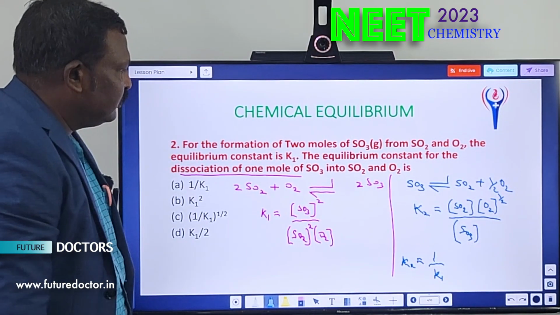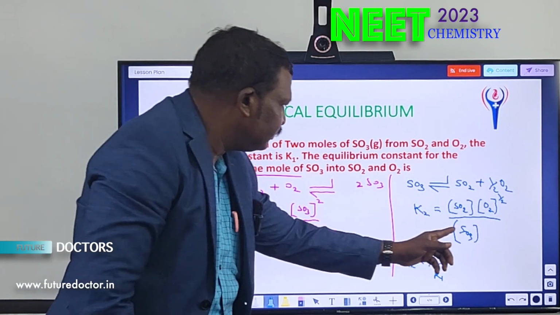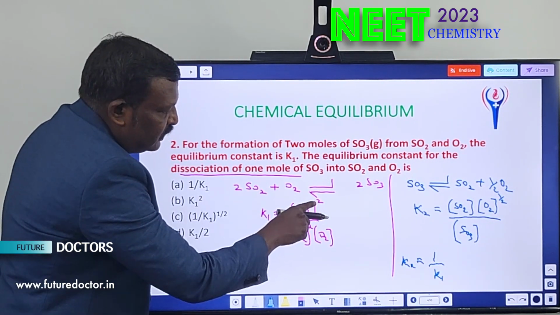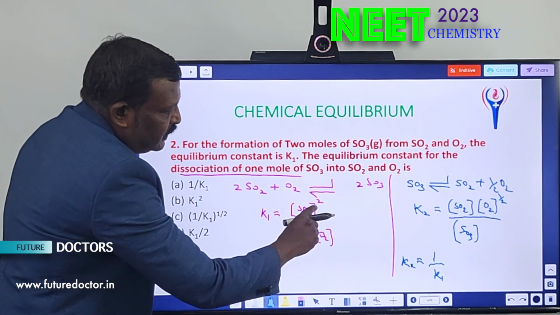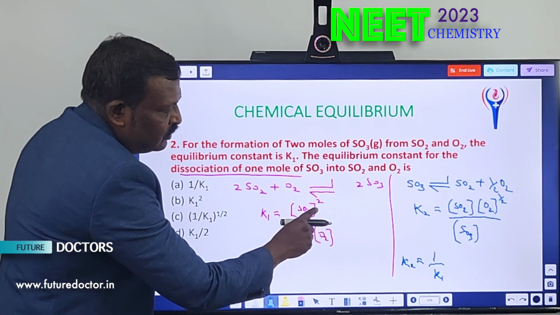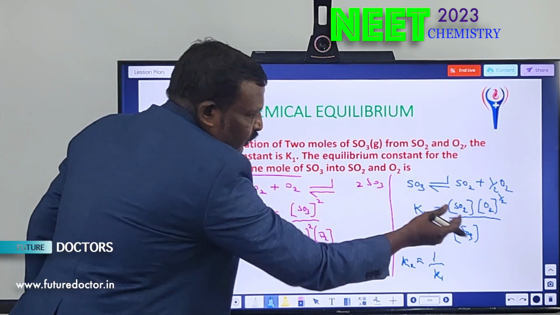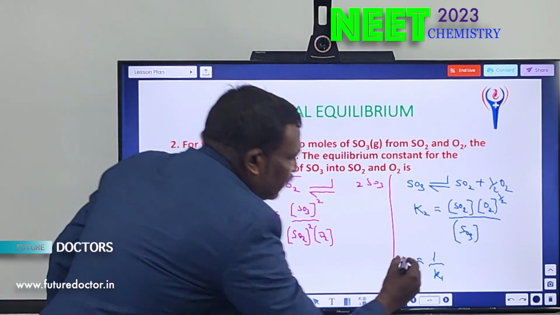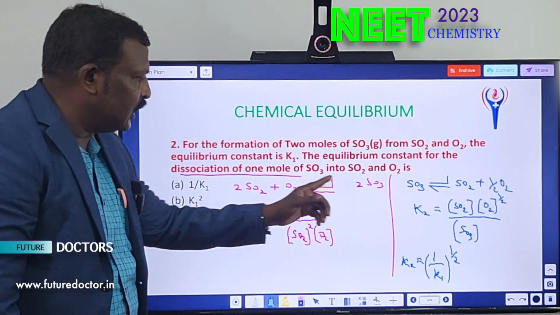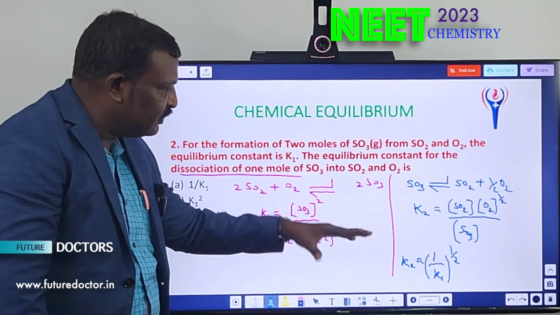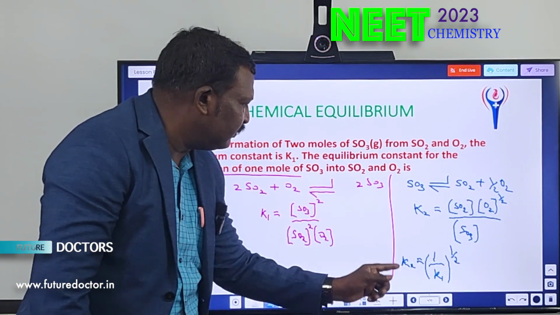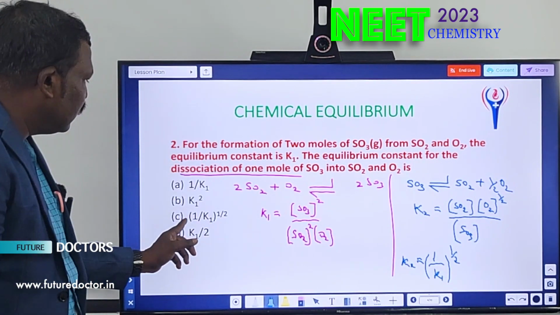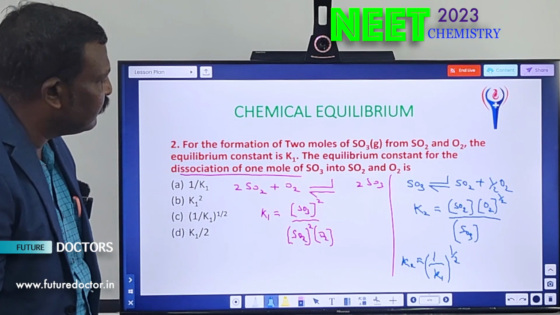Now, if you take the square root of this, square root means the power 1 by 2, so it will cancel the power. If you take the square root, we get that one. K1 and K2 are opposite, they are inversely proportional. So I put 1 by K1, but if you take the square root of this, the relation between K2 and K1 is 1 by K1 to the power 1 by 2. Understood? You following? Okay, right.